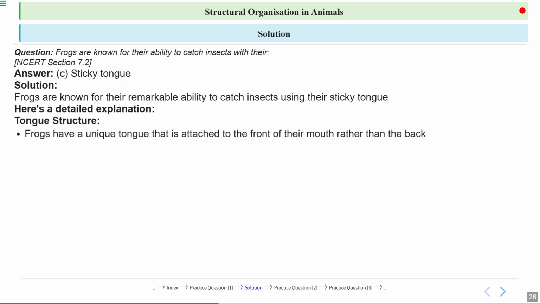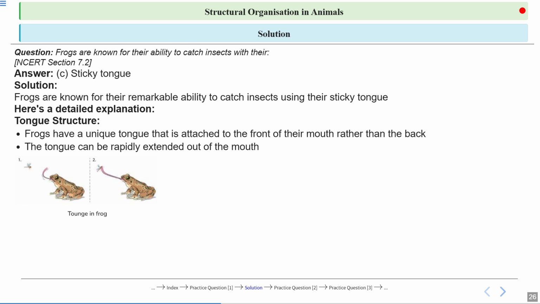Tongue structure. Frogs have a unique tongue that is attached to the front of their mouth rather than the back. So, the tongue is not coming from the back, it is attached to the front part of their inner mouth. The tongue can be rapidly extended out of the mouth. They can throw their tongue outside, and it can rapidly extend in the outer environment. They have a very sticky substance on the surface of their tongue.